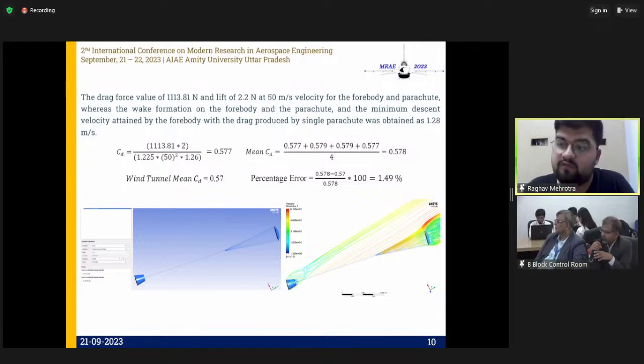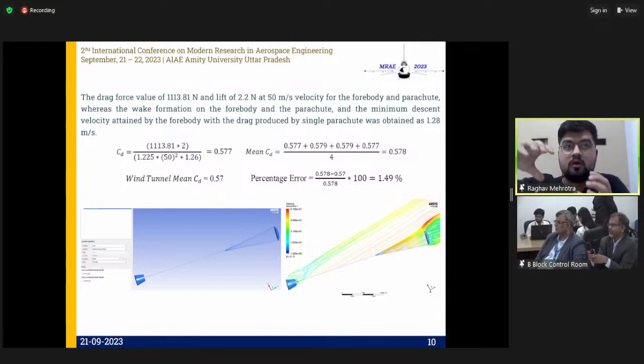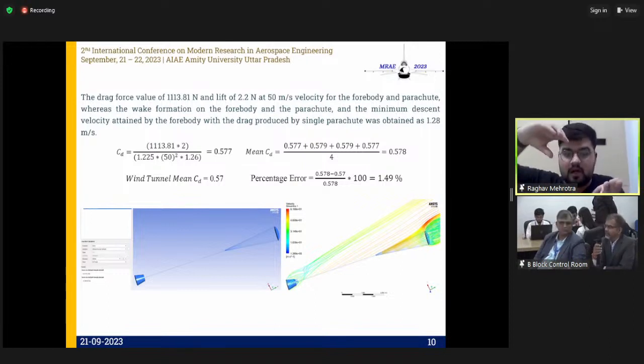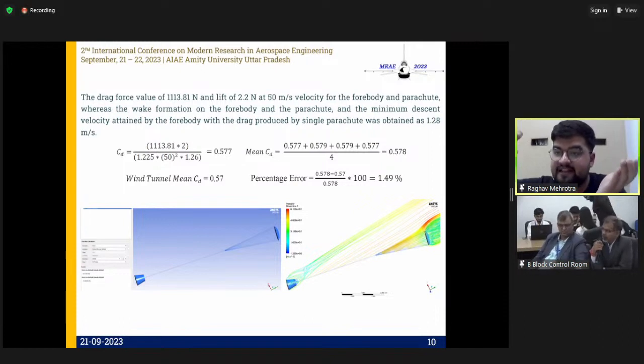Yes, sir. The forebody is at 10 degrees because of the moment that the parachute is there, it will try to rotate the body in that angle as well. Like suppose 10 degrees side slip is there, so the forebody will also move.